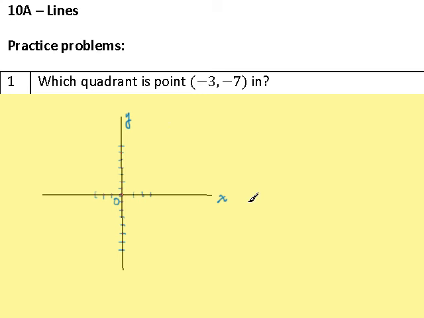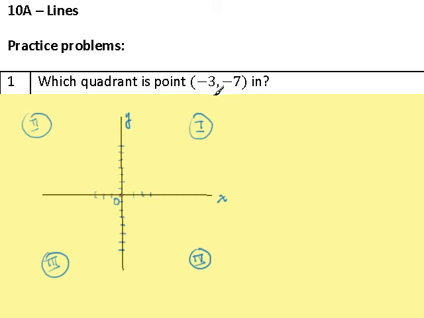So here we have the coordinate plane, and this is the x-axis, and this is the y, and it divides the coordinate plane into 4 quadrants. Here's the first. It goes in the counterclockwise direction. Here's the second. Here's the third. And here's the fourth.